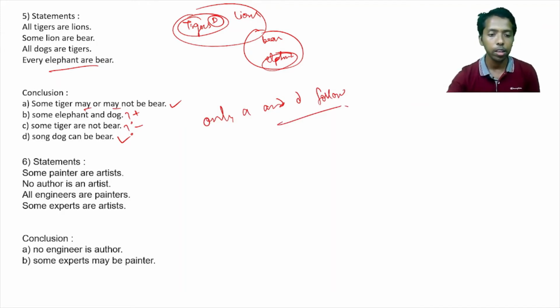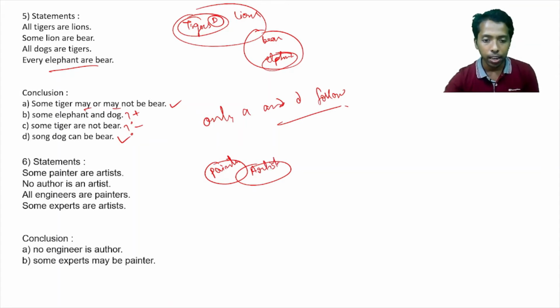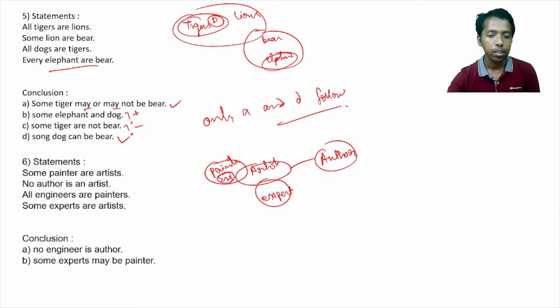Moving to next one. Some painter are artist. So here is the painter, and artist. Some expert are artist. This is expert. No author is artist. So this is author. All engineers are painters. So here is engineer, right? See here, engineer and artist should not have any common region, right? I hope this is clear.